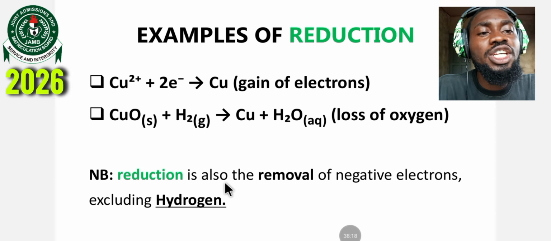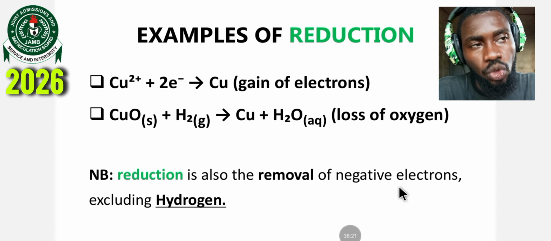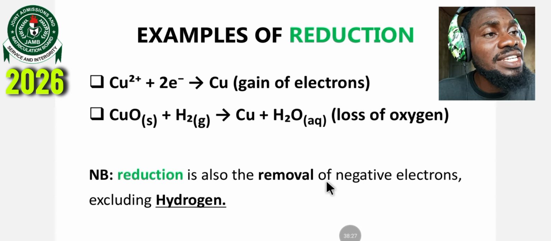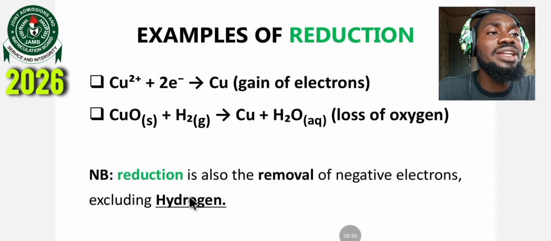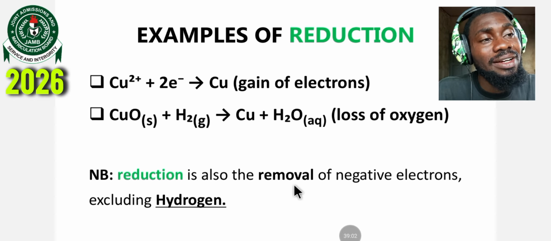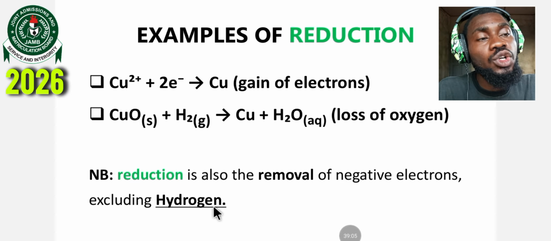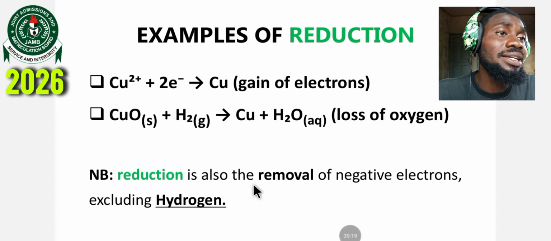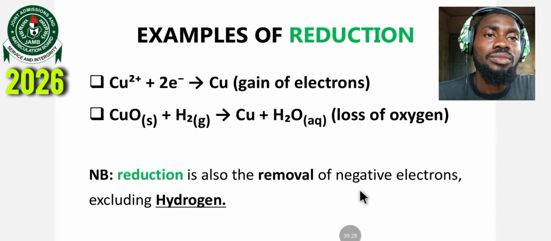Note something very important here about reduction. Reduction is also the removal of negative electron, excluding hydrogen. So oxidation is the addition of negative electron, excluding hydrogen, but reduction is the removal of negative electrons, excluding hydrogen. So you know the electropositive elements, okay? They are the metals and hydrogen, while the electronegative elements are non-metals.